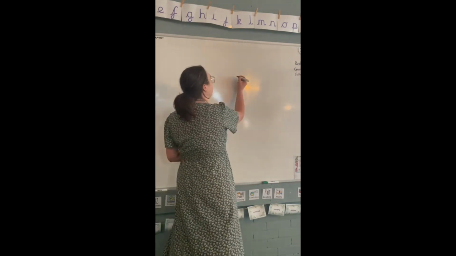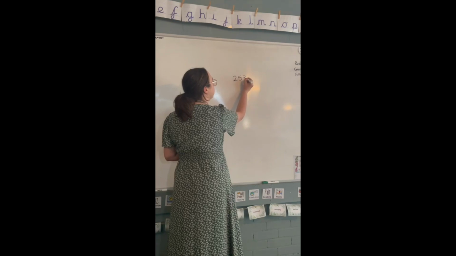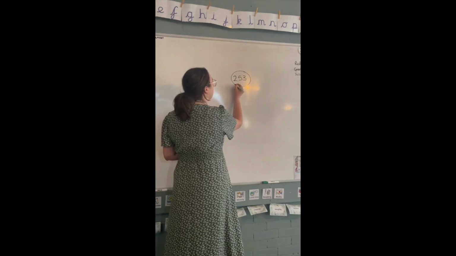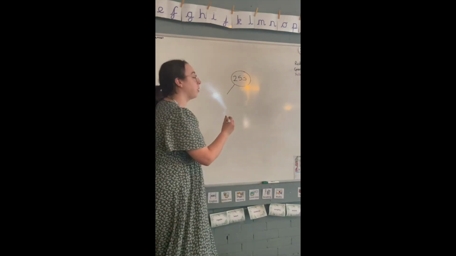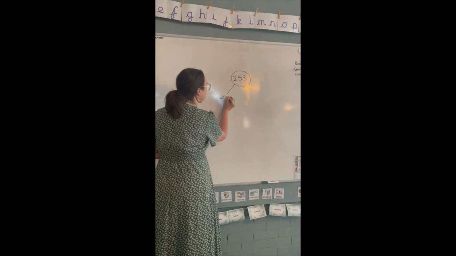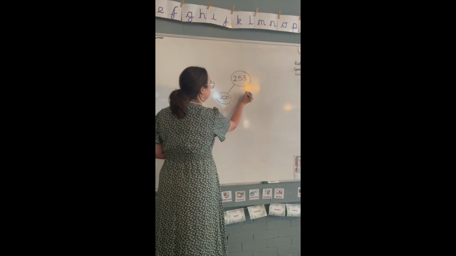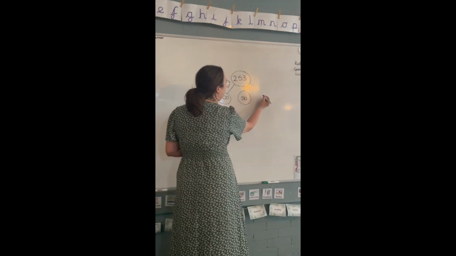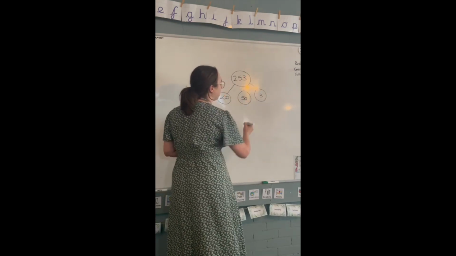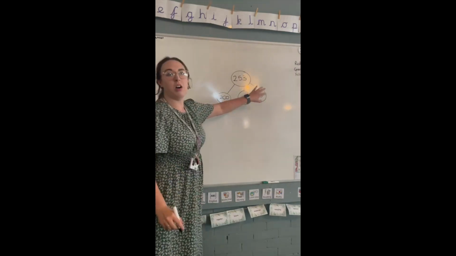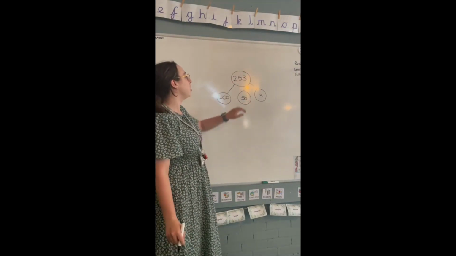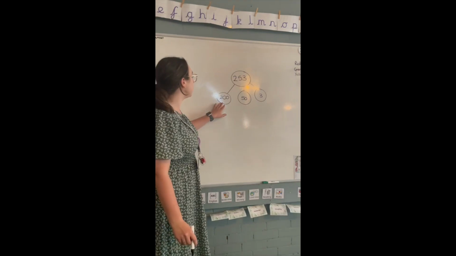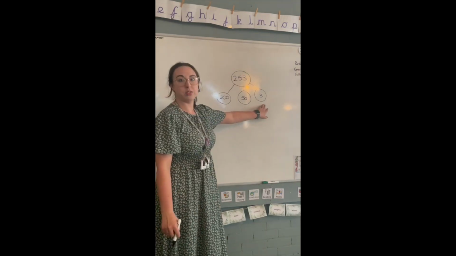Okay, so we can use a part-whole model to do this. So for example, if we take our number 253, we can partition this number firstly into 200, then into 50, and finally 3. Using this part-whole model, we have partitioned 253 into hundreds, tens, and ones.